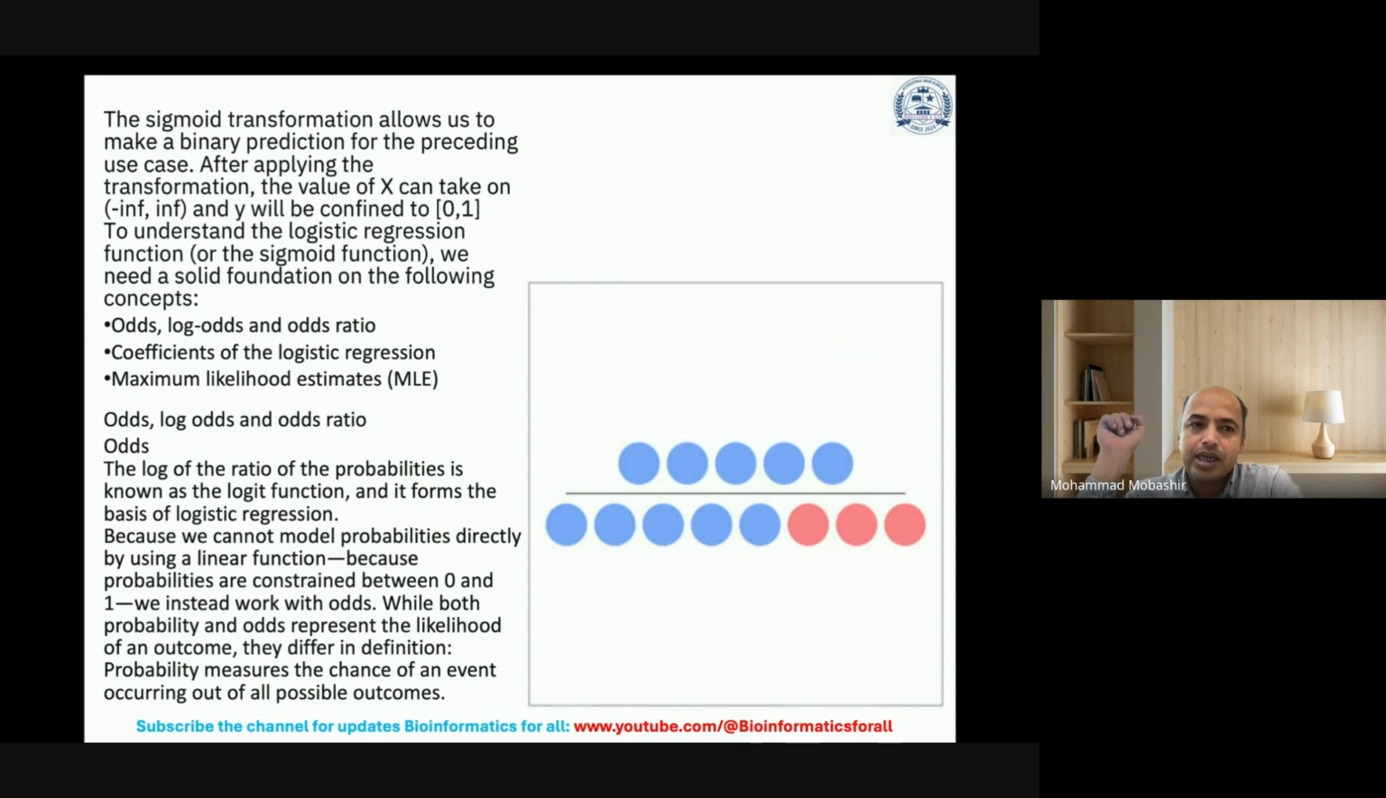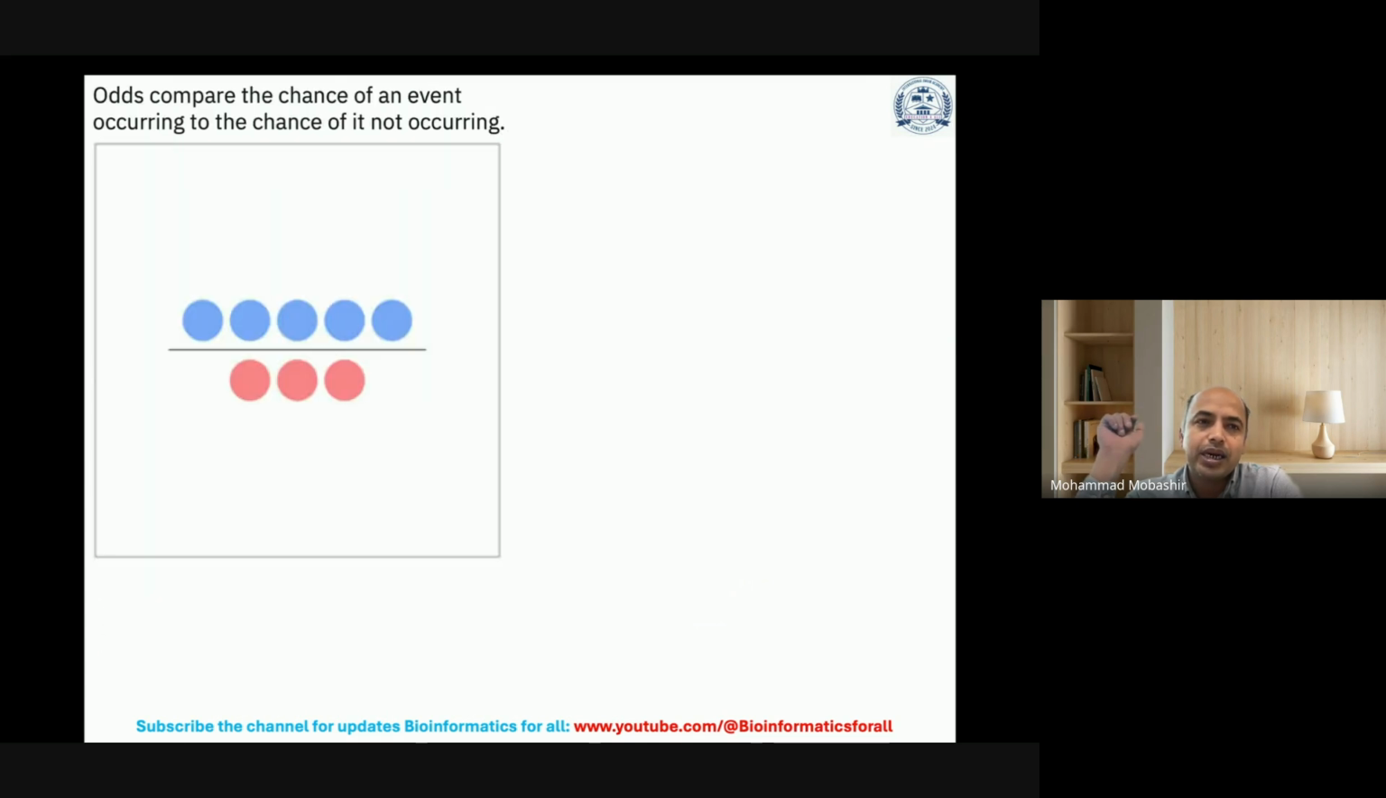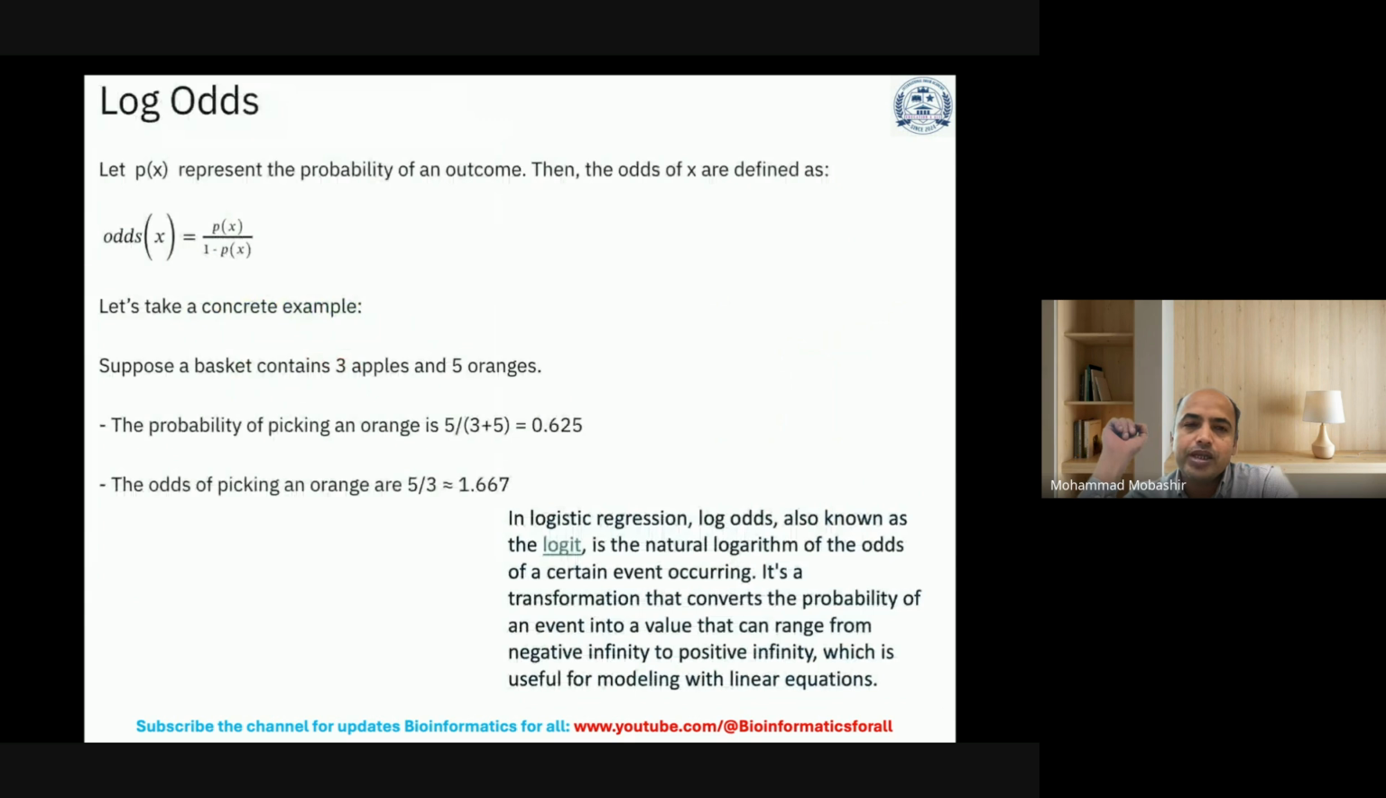And here you can see clearly odds, log odds, odds ratios, coefficients of the logistic regression, and then maximum likelihood estimates, which were discussed earlier. Odds compares the chance of an event occurring to the chance of it not occurring, which you can see here. Then it comes to the log odds. For example, P of X represents the probability of an outcome. Then the odds of X are defined as mentioned here. And this is a very simple probability equation.